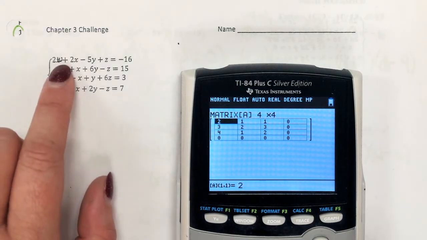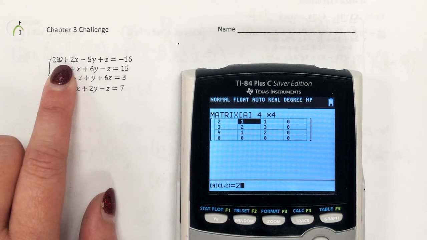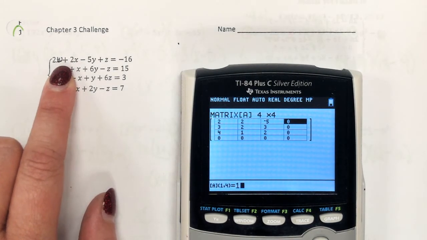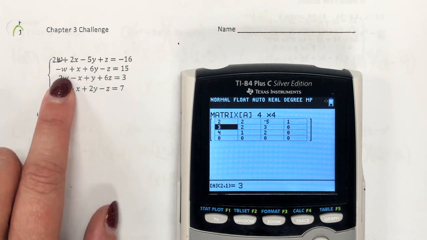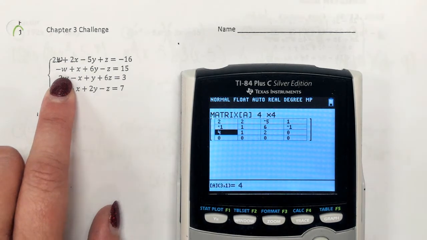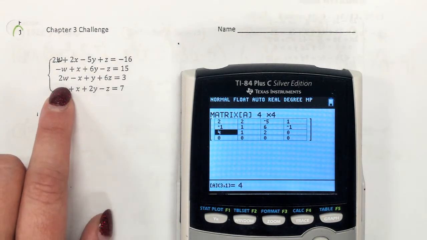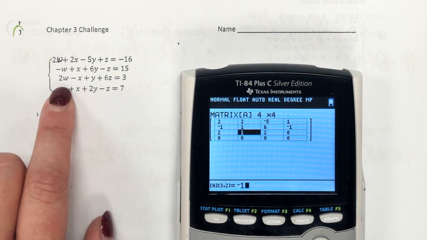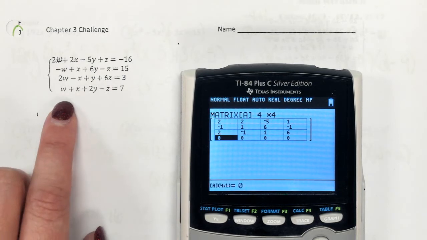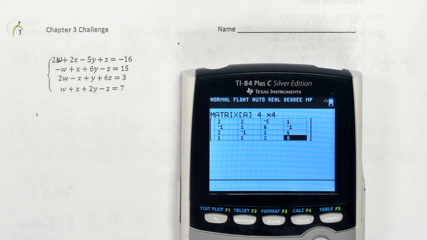Alright, so what's my first row? 2, 2, 5, -5, 1. There you go. What's my second row? -1, 1, 6. What's the third row? 2, -1, 1, 2. There you go. And then the fourth row? 1, 1, 2. There you go. Y'all okay so far? Did I lose anybody?